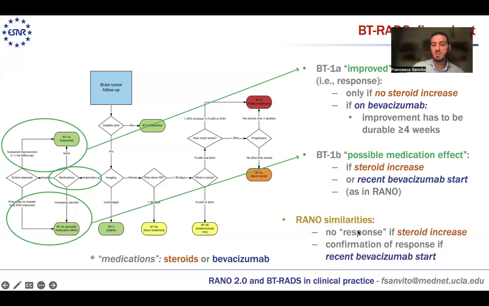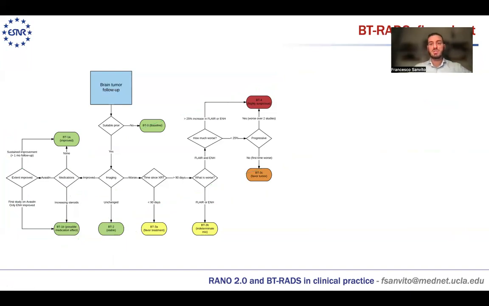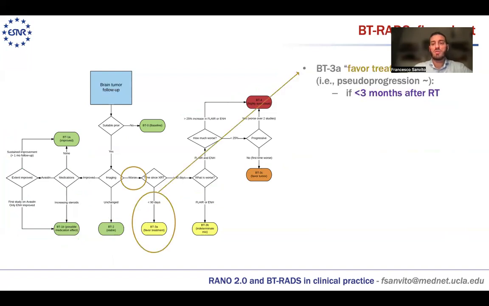Compared to RANO, there are some similarities. You cannot assign the real response category if steroids have increased, and you have to confirm the response if bevacizumab was started, confirmation in 4 weeks, which is essentially the same as the confirmation scan in RANO 2.0. There's a BT2 class for stable disease, and then if the findings are worse, you have to figure out whether more than 90 days have passed from the end of radiation.